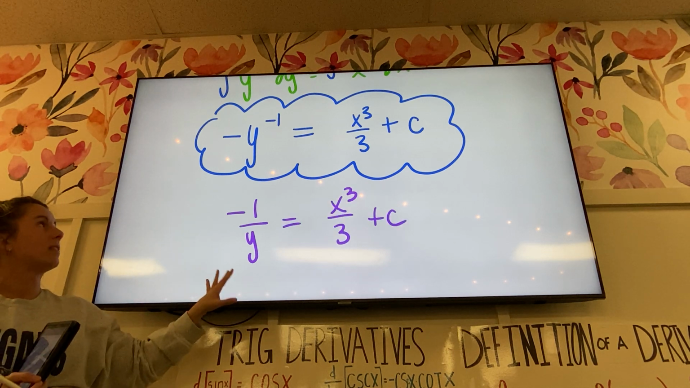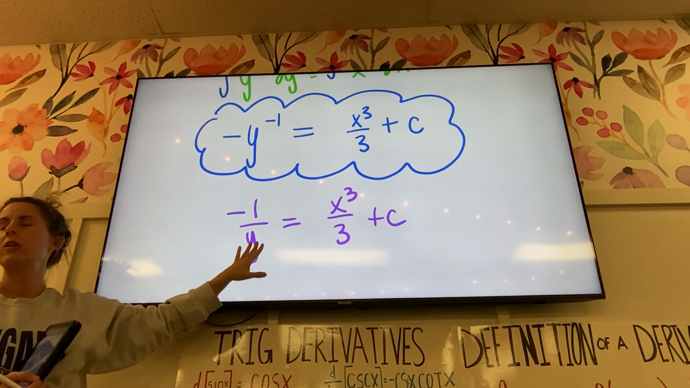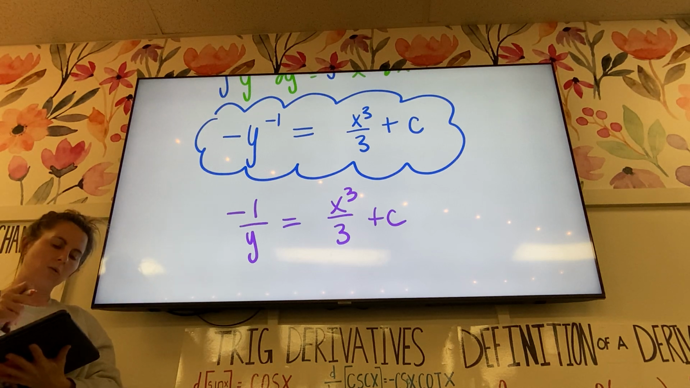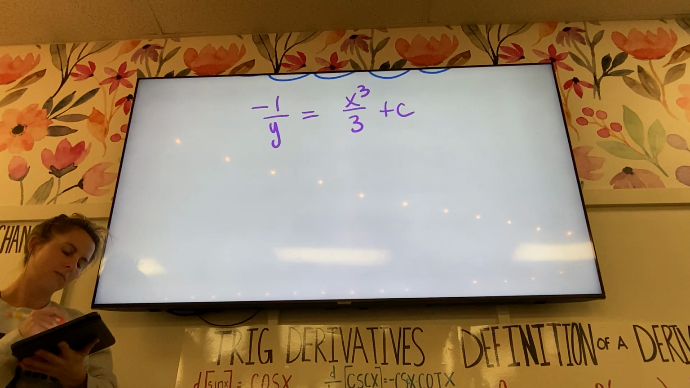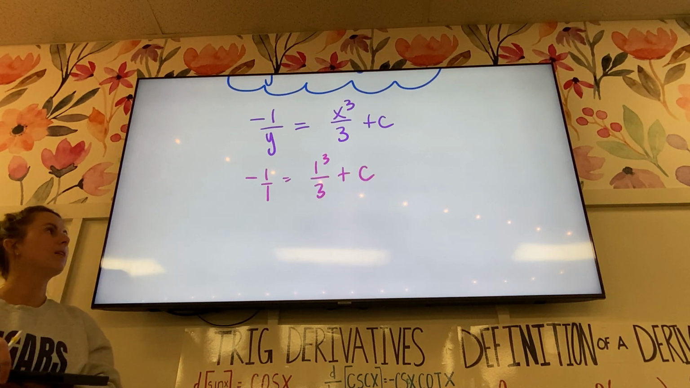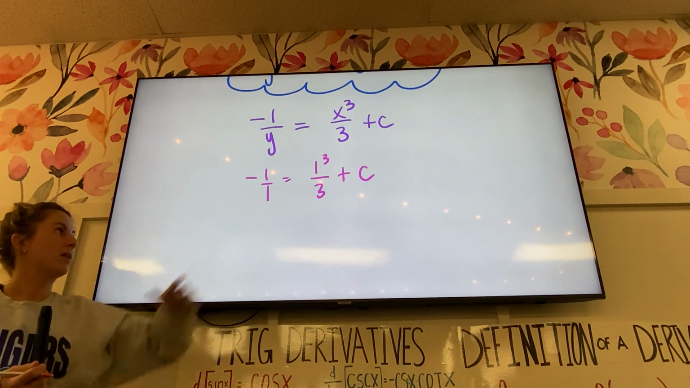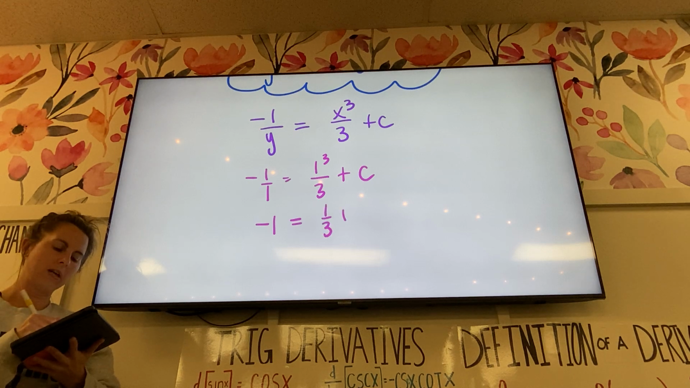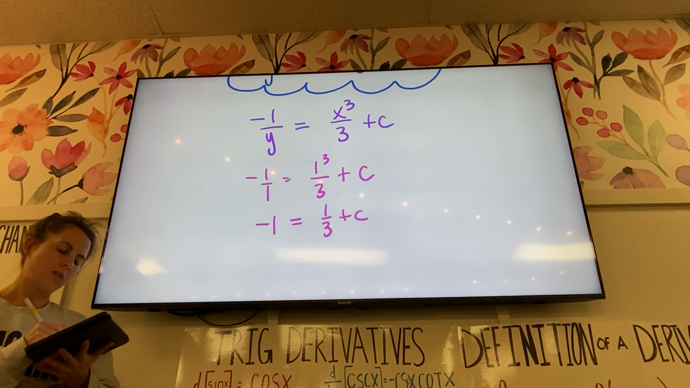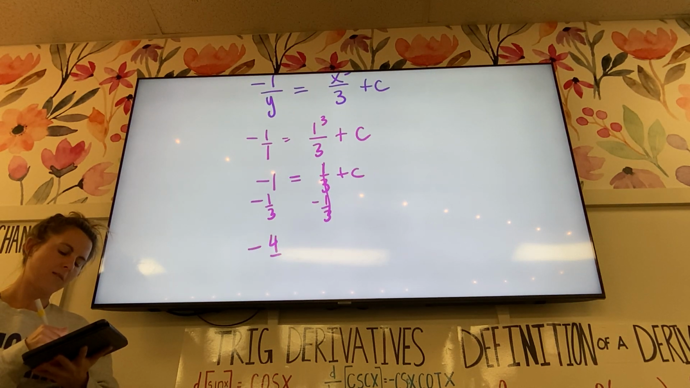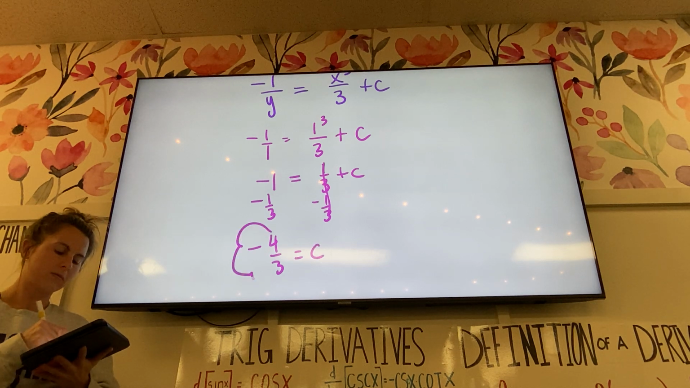All right, so I didn't change anything. I just wrote this negative exponent as a fraction so I don't get confused. And now I'm going to plug in my initial condition. So what am I going to plug in for y? 1. And what are you going to plug in for x? Also 1, because my initial condition is 1 comma 1. And we're trying to figure out what c is. So what's negative 1 divided by 1? Negative 1. And 1 cubed is 1 over 3. And so when I minus 1/3, what's negative 1 minus 1/3? Negative 4/3. So c is negative 4/3.